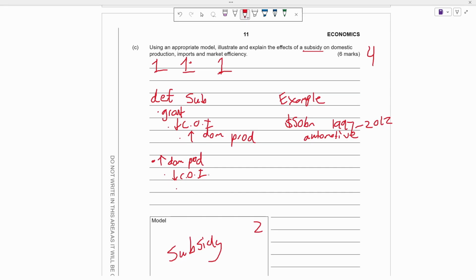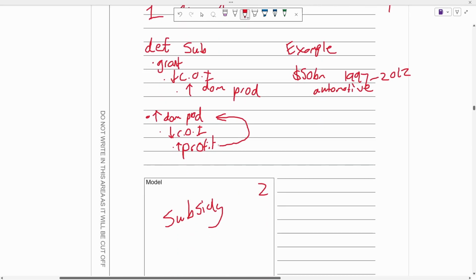So a subsidy lowers the cost of inputs for domestic producers. So they're going to make more profit. And if they make more profit, they're going to have a greater incentive to increase their production. That's going to increase domestic production. So you can see we're not skipping a step at all. Then when you're talking about profit, make sure to refer back to the model. So we could obviously talk about the increase in producer surplus. Then also for domestic production increasing, you could also say how domestic production will increase from Q1 to Q2.